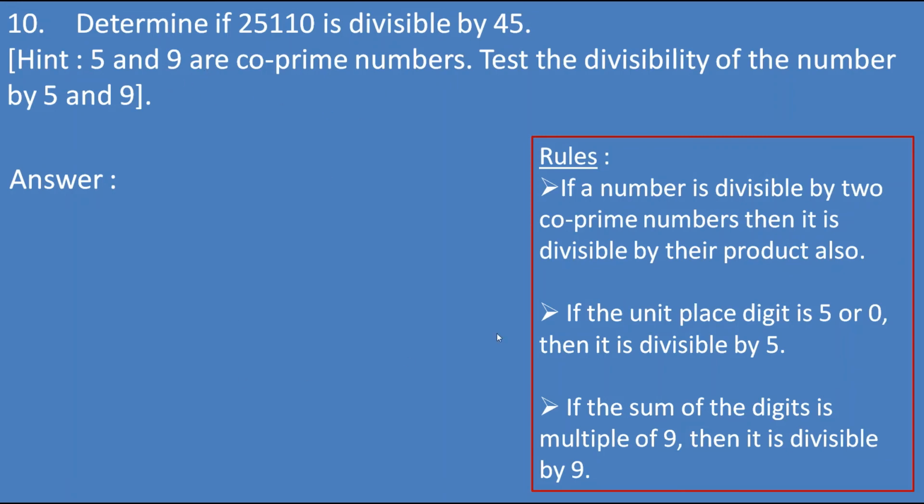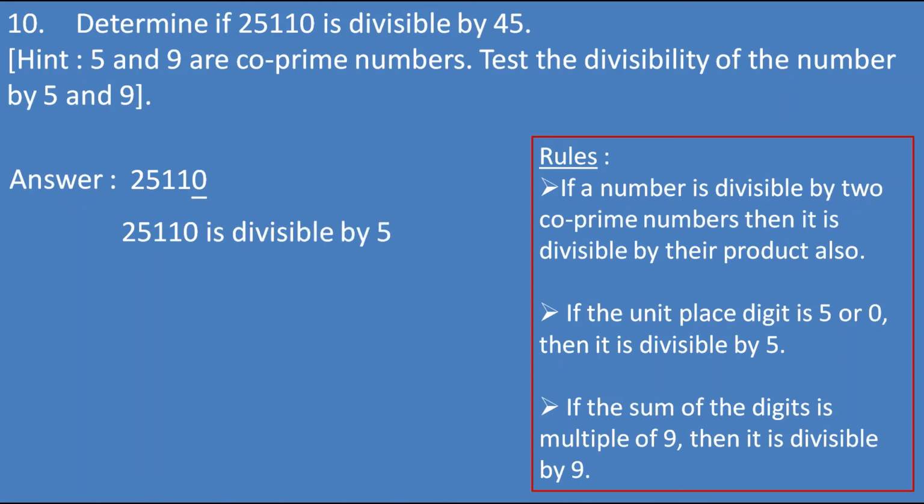And here I have given the divisibility rules for 5 and 9. The divisibility rule for 5 is that the unit place should be 5 or 0. And for 9, the sum of the digits should be a multiple of 9. So let's take the number first, that is 25,110. Let's check its unit place. The unit place has 0. Therefore, the number is divisible by 5.